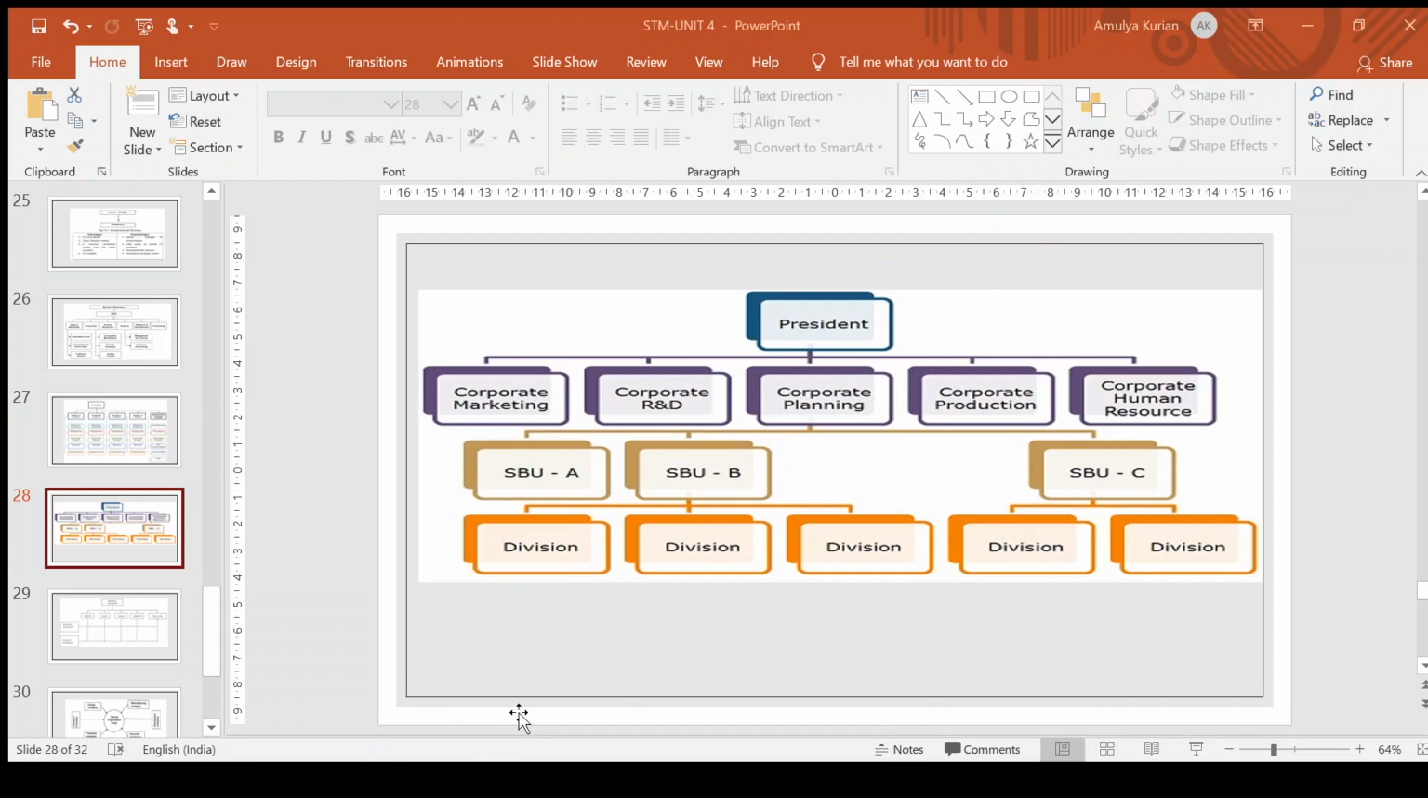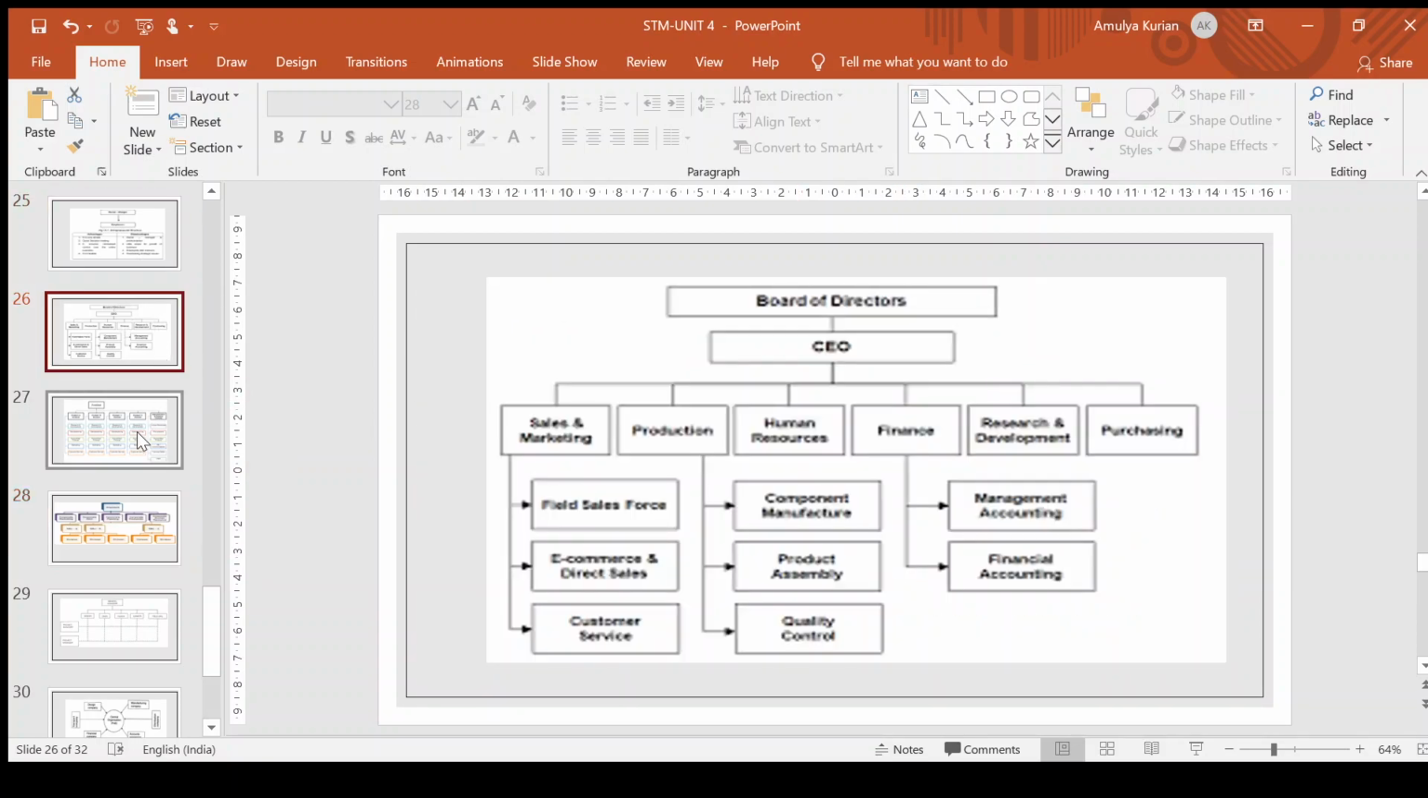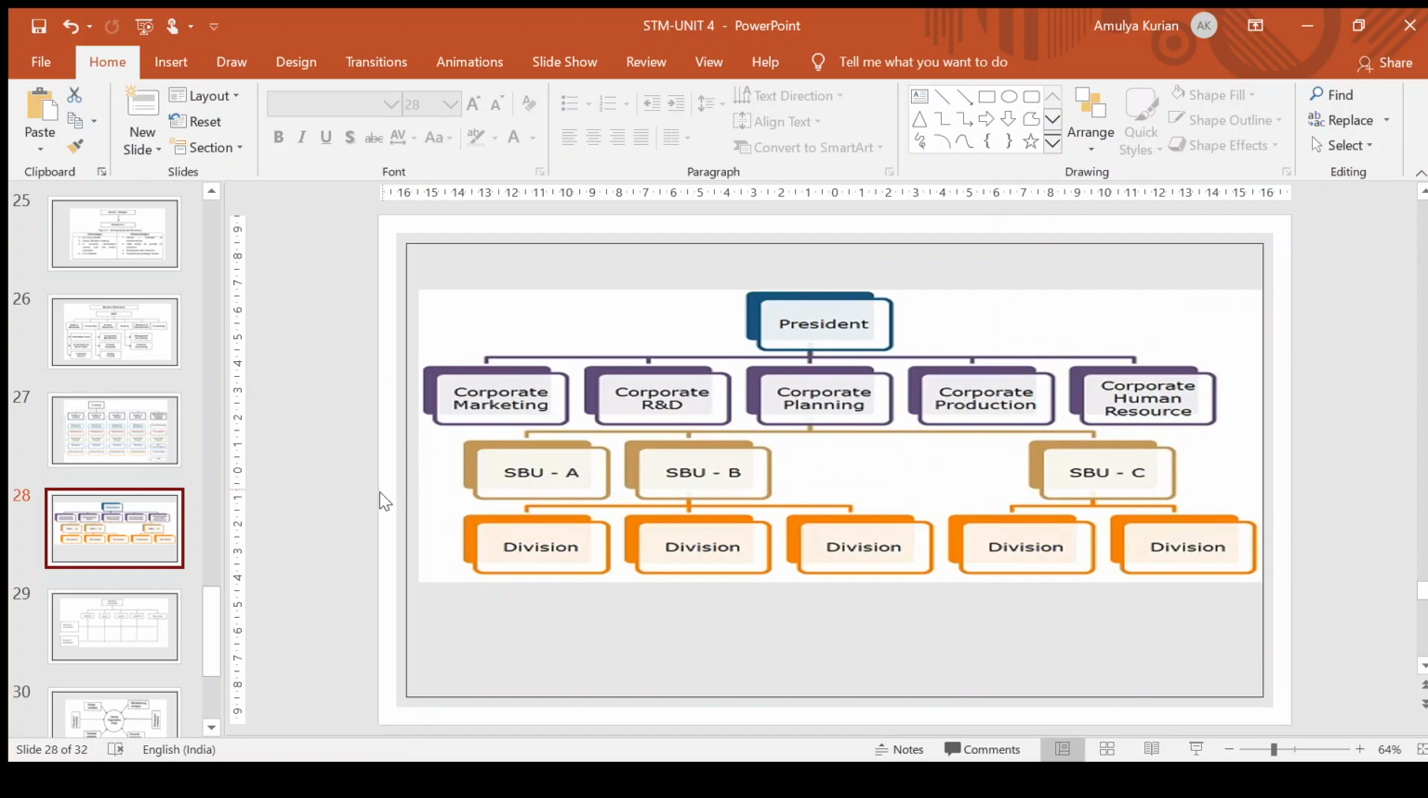And the task may include analysis of a variety of businesses which are being performed. There are advantages and disadvantages of the strategic business unit structure, so you can see that in your notes. So that is about strategic business unit structure: entrepreneurial, functional, divisional, and SBU. There will be a parent company and there will be different strategic business units. Under that there may be different divisions based on product line or geographical area.